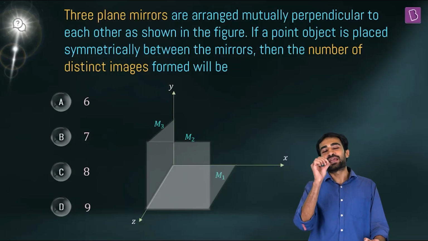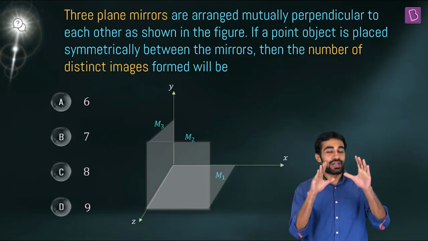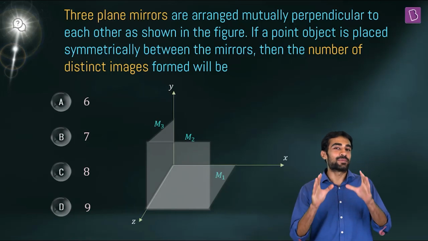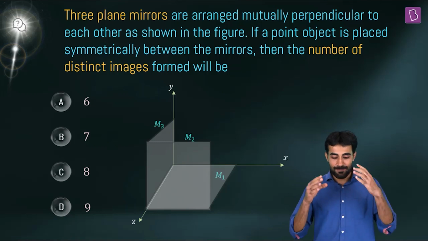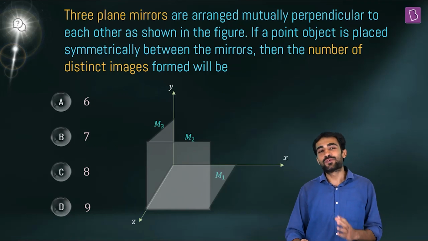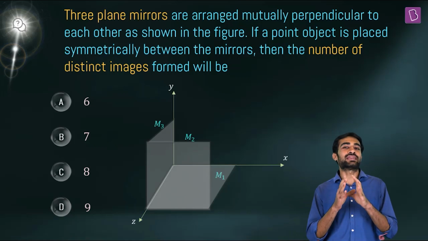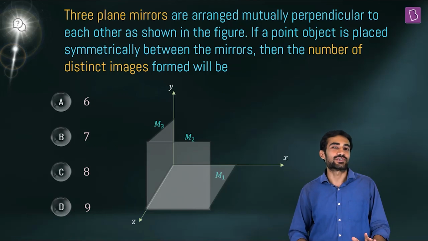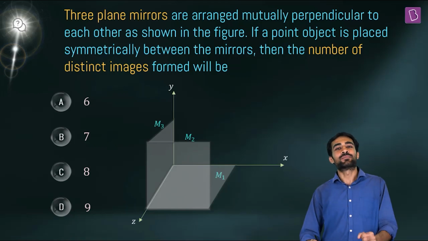Here is a question based on three-dimensional imagination. Three plane mirrors are arranged mutually perpendicular to each other as shown in the figure. So here are the three plane mirrors. Now, if a point object is placed symmetrically between the mirrors, then the number of distinct images formed will be. So we place an object symmetrically between these mirrors. And how many images will be formed? We have to tell the number of images. The options are 6, 7, 8, and 9. What is the exact number of images?